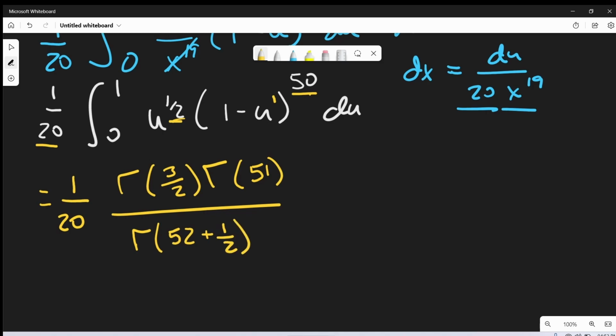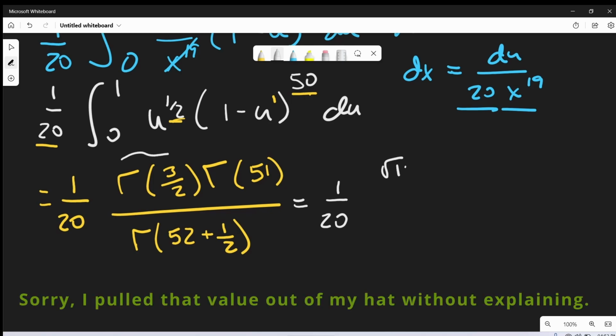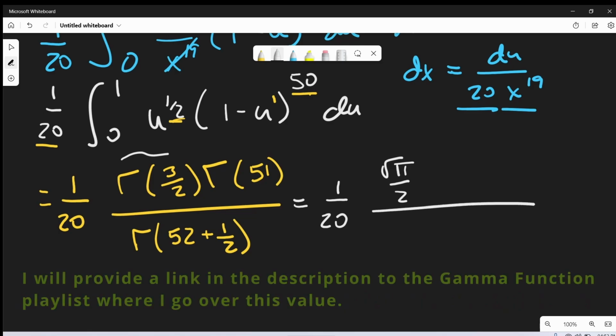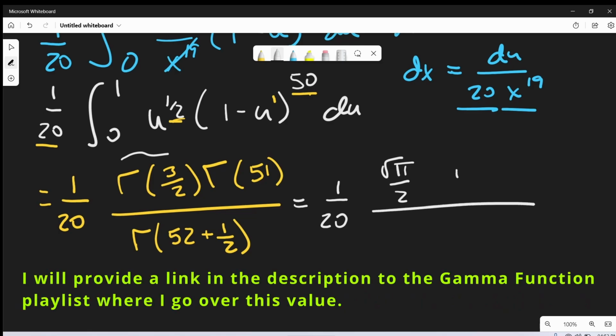And then from here, it's just a matter of how much simplification you want to do, because these numbers are going to be too large. Like gamma 51 is 50 factorial. It's going to be too much to deal with. So let's see if we can get a little simplification. Gamma of 3/2 is actually square root of pi over 2. Okay. Gamma 51, we subtract 1, and we're looking at just 50 factorial.